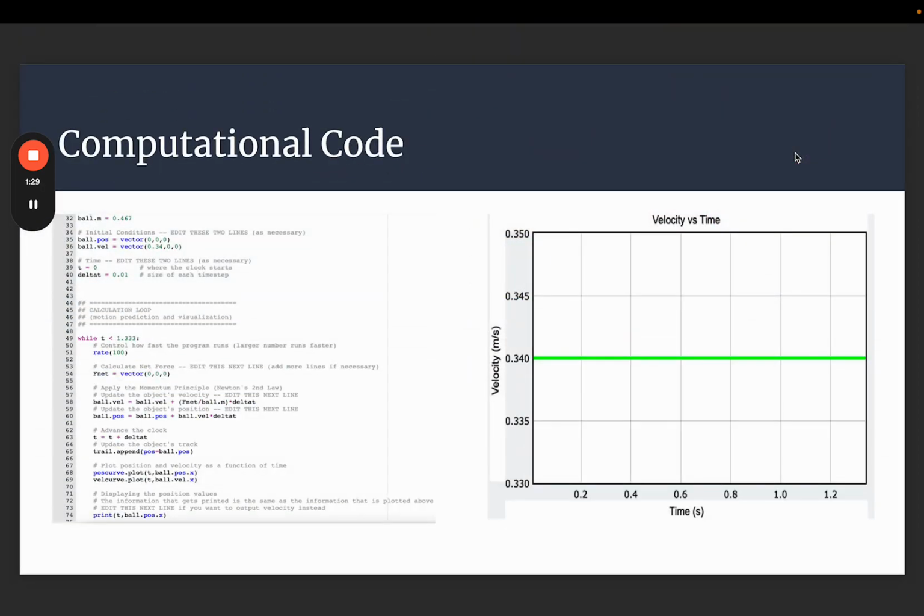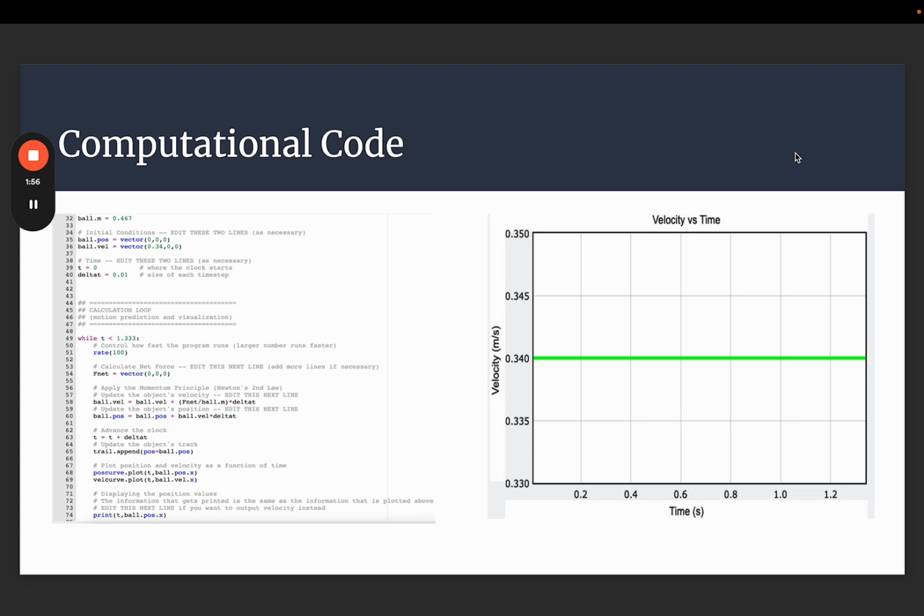Here you can see my computational code that I put into GlowScript. The ball.m portion of that was the mass of the water bottle. The ball.position was the initial vector for the position, and the ball.velocity was the initial velocity in the x direction. Obviously, the y components will always be 0, as there was no movement in that direction. The only change should be in the x direction.